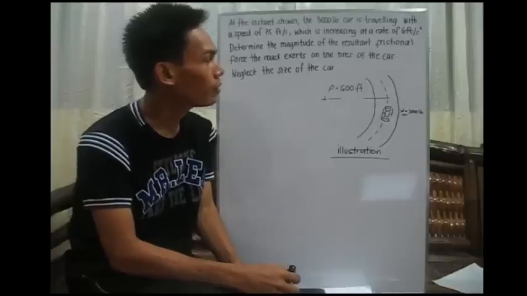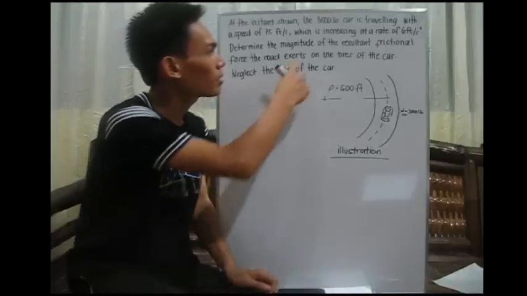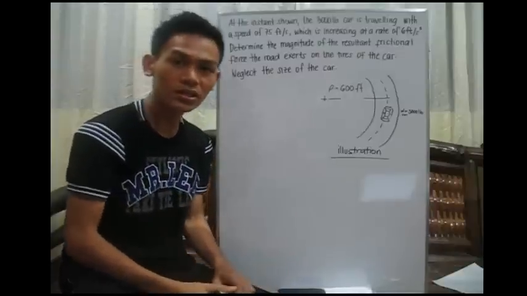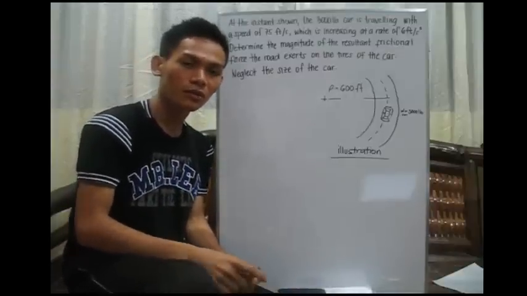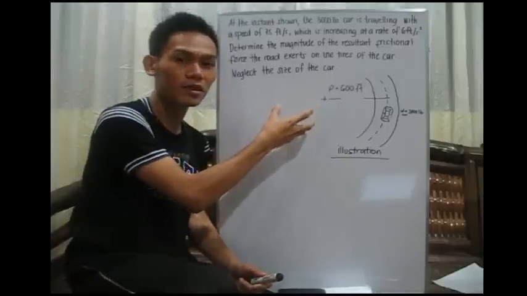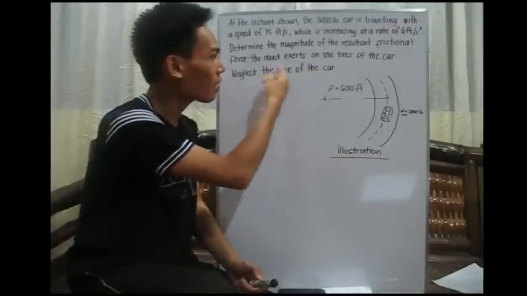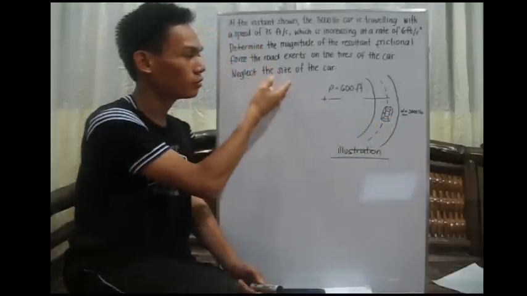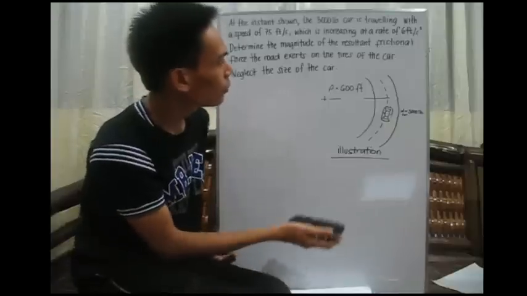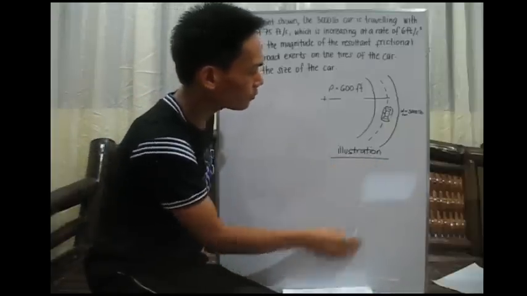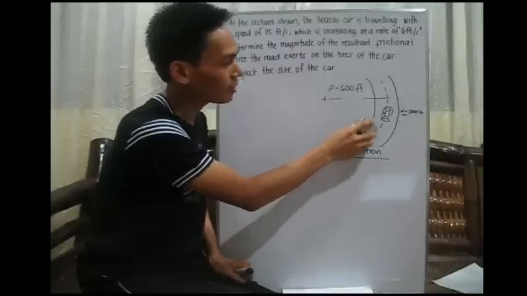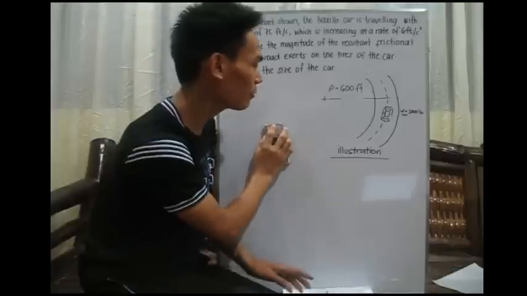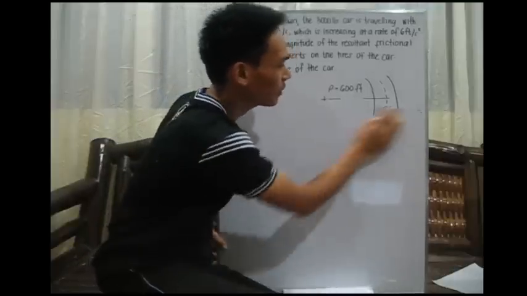In this problem, we will find the magnitude of the resultant frictional force. But what is frictional force? Frictional force in this problem is developed between the tires and the road. So I think we will now erase these so that we will have more space to write.